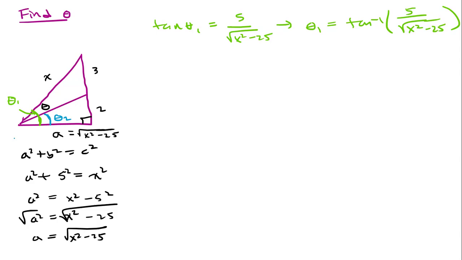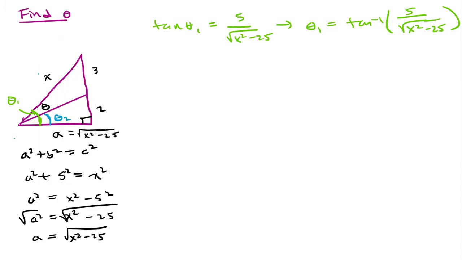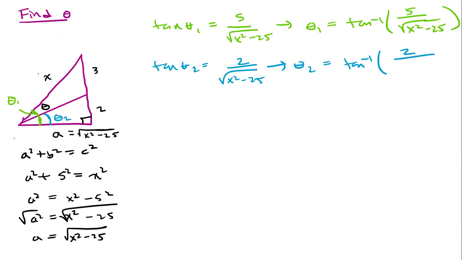Okay. Now let's look at theta 2. So theta 2, we have another right triangle. So we can use SOHCAHTOA again. So tangent of theta 2 is just going to be opposite over adjacent. So that's going to be 2 over, again, same bottom here, the square root of x squared minus 25. Okay, so solve for theta 2, and we get the inverse tangent of 2 over the square root of x squared minus 25.